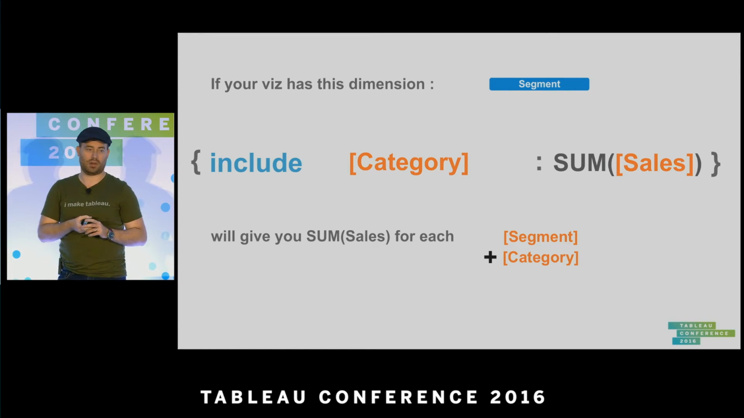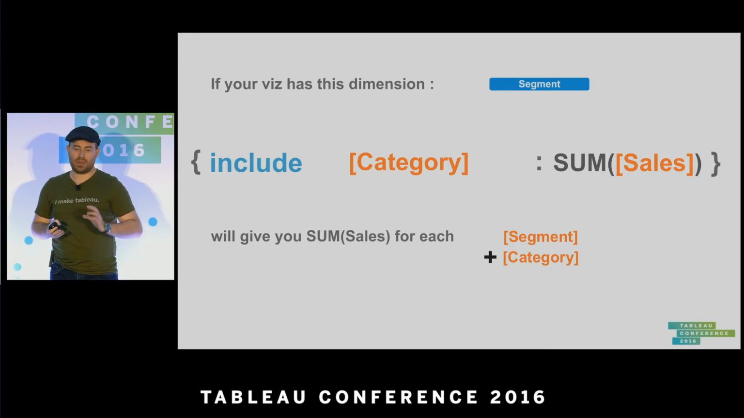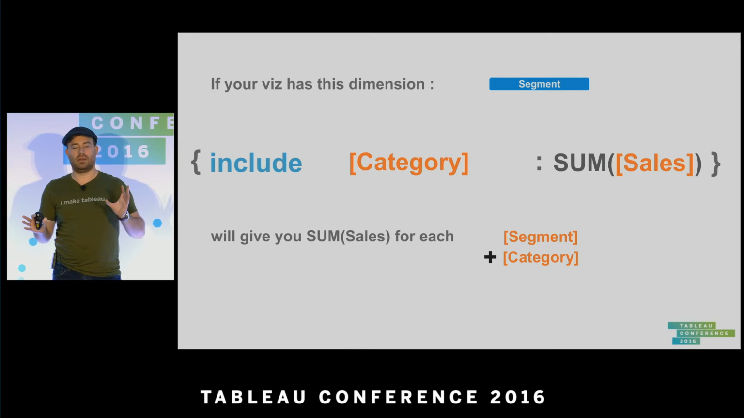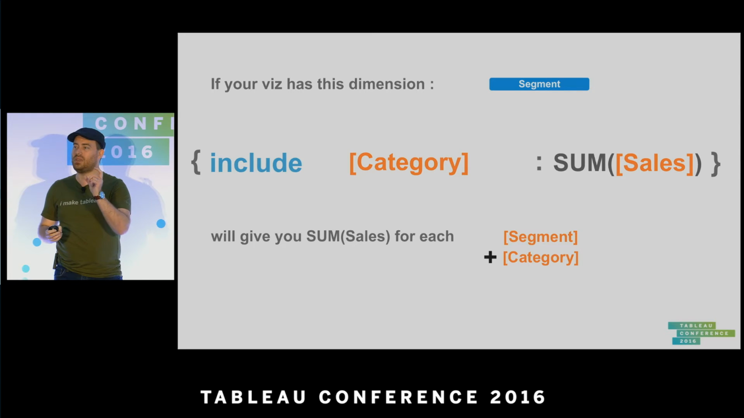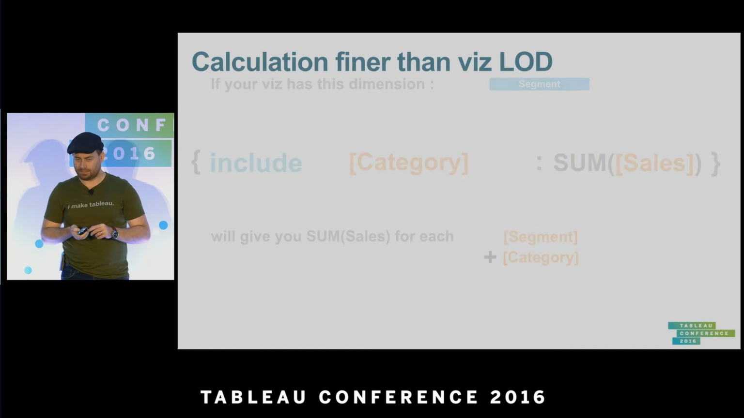so it will compute sum of sales for every combination of segment and category. So there's one interesting thing here, because if your viz only has segment and your calculation has segment and category, you have this mismatch between the viz and the calculation. The good way to think about this is your LOD expressions are separate tables. Somehow they have to be coerced into the main table, that's your view.